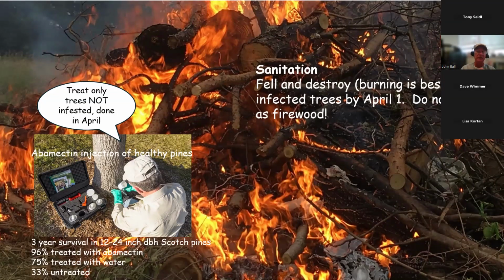You want to do it in April. If you are treating a tree in, let's say, late May or June, you are treating a tree that's already infected and nobody can see it yet. In other words, in June, the beetles already brought it. These products do not work on trees that are already infested or infected, if you prefer the term. It only works if they're not infested.